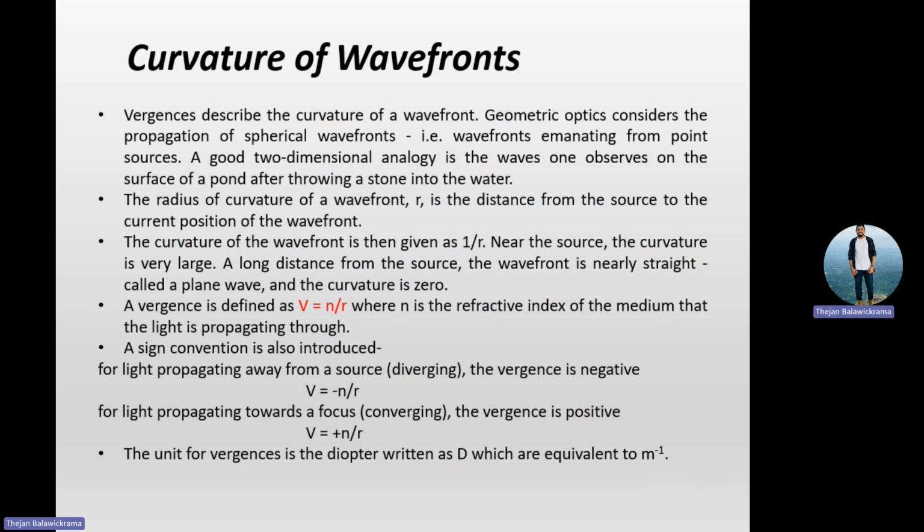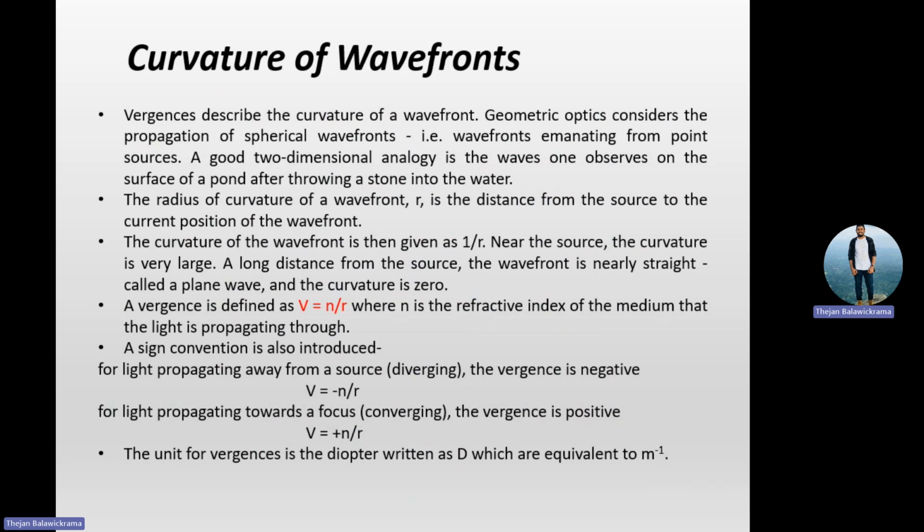So how do we find the convergence or divergence using waves? The curvature of the wavefront is given as 1 over r. Near the source, the curvature is very large. At long distance, the wavefront is nearly straight. So the divergence is defined as V equals n divided by r, where n is the refractive index and r is the distance. The sign is positive for convergence and negative for divergence.